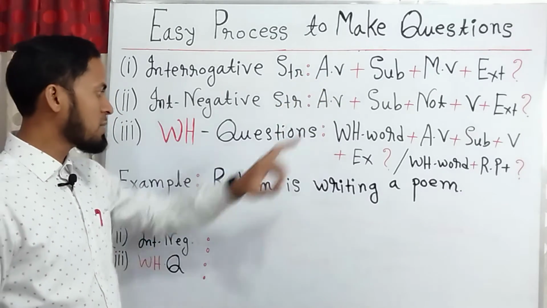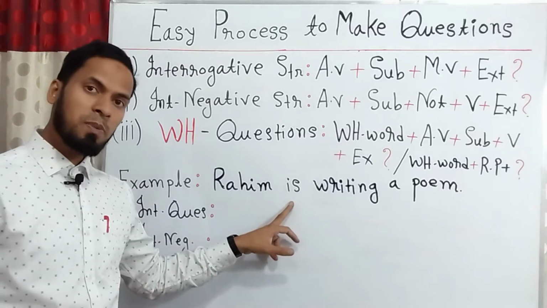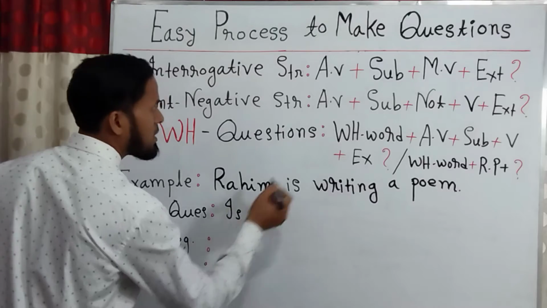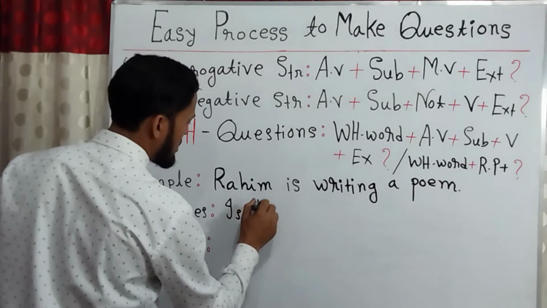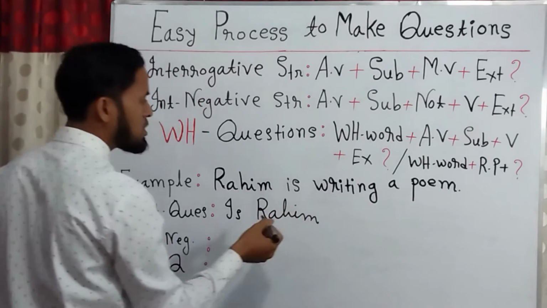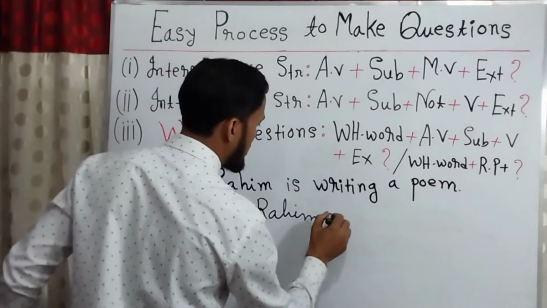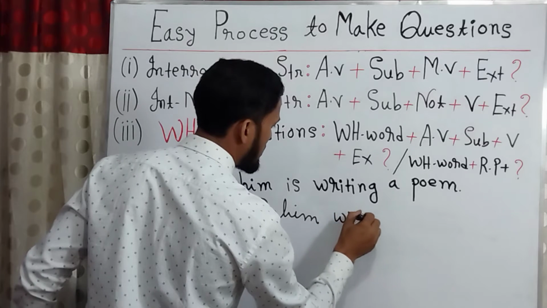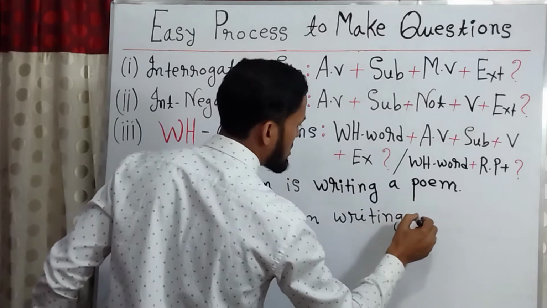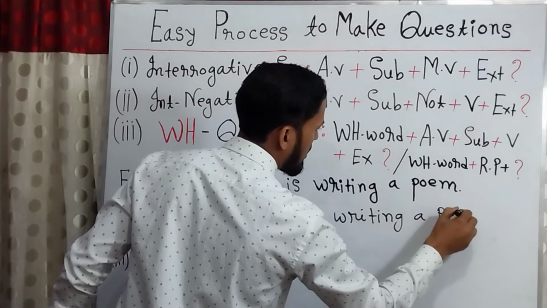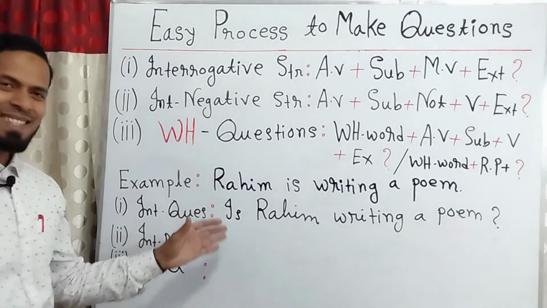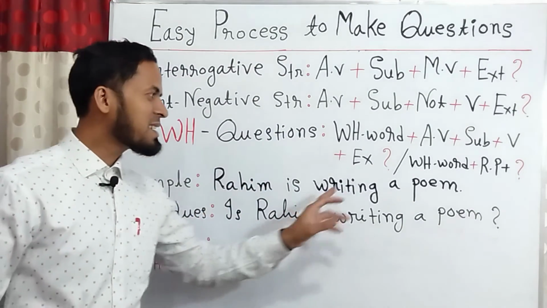So what should we take? Auxiliary verb. Here we see the auxiliary verb is present, is. So it will be is, then subject, subject Rohim, is Rohim, then verb writing, then extension, that means a poem, finally question mark. So you can easily understand, dear viewers, Rohim is writing a poem.